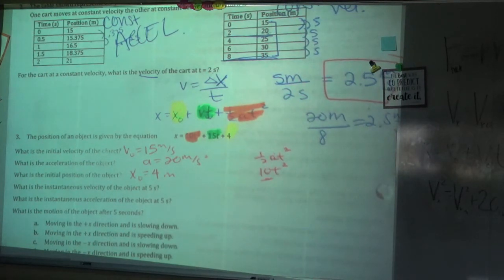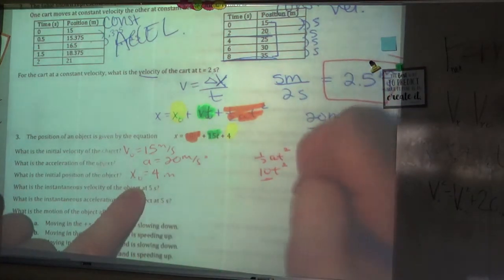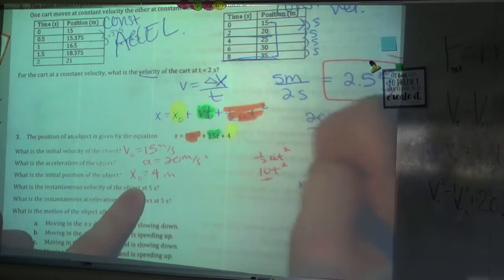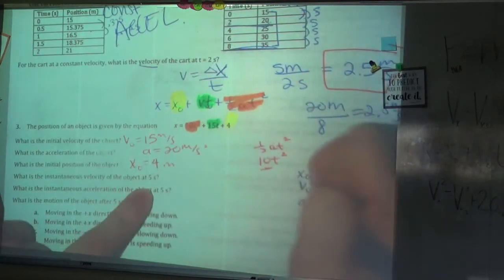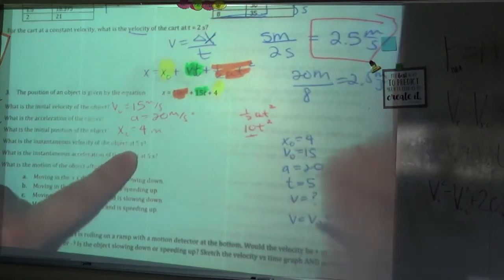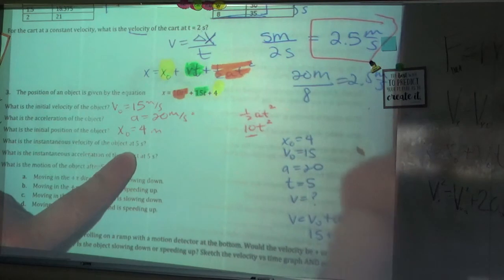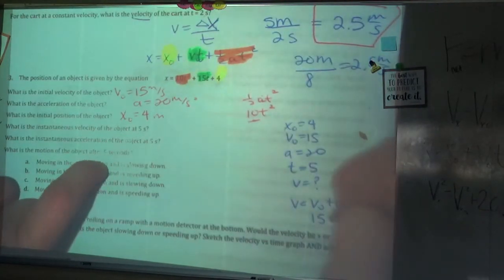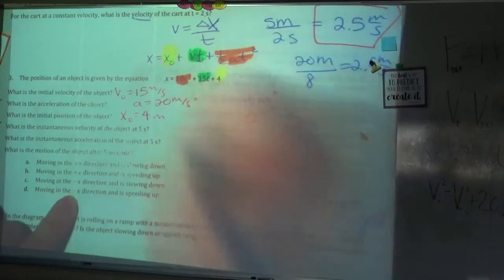The instantaneous velocity at 5 seconds. So I want to know my velocity after 5 seconds. Well, v naught is 15, acceleration is 20, x naught is 4. To find the velocity after 5 seconds, you can use v equals v naught plus at. V naught we said was 15, acceleration of 20, and 5 seconds. Now you just plug this in and you get that your velocity is 115.